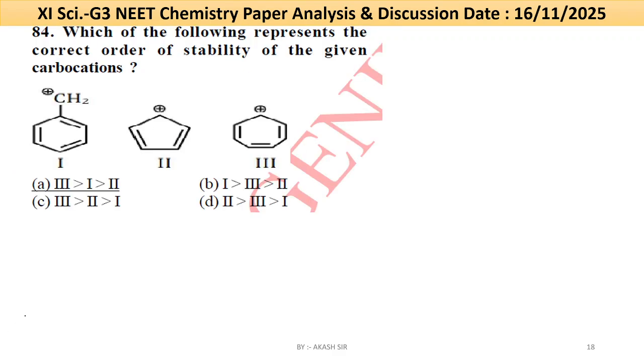Next, question number 84. Which of the following represents the correct order of stability of the given carbocations? Carbocation stability. Option number 1, benzyl carbocation, is stabilized by resonance with the benzene ring. Second one, cyclopentadienyl carbocation, is anti-aromatic with 4n electrons, making it unstable. Third one is the tropylium ion, C7H7 positive, aromatic with 6 pi electrons, highly stable due to resonance.